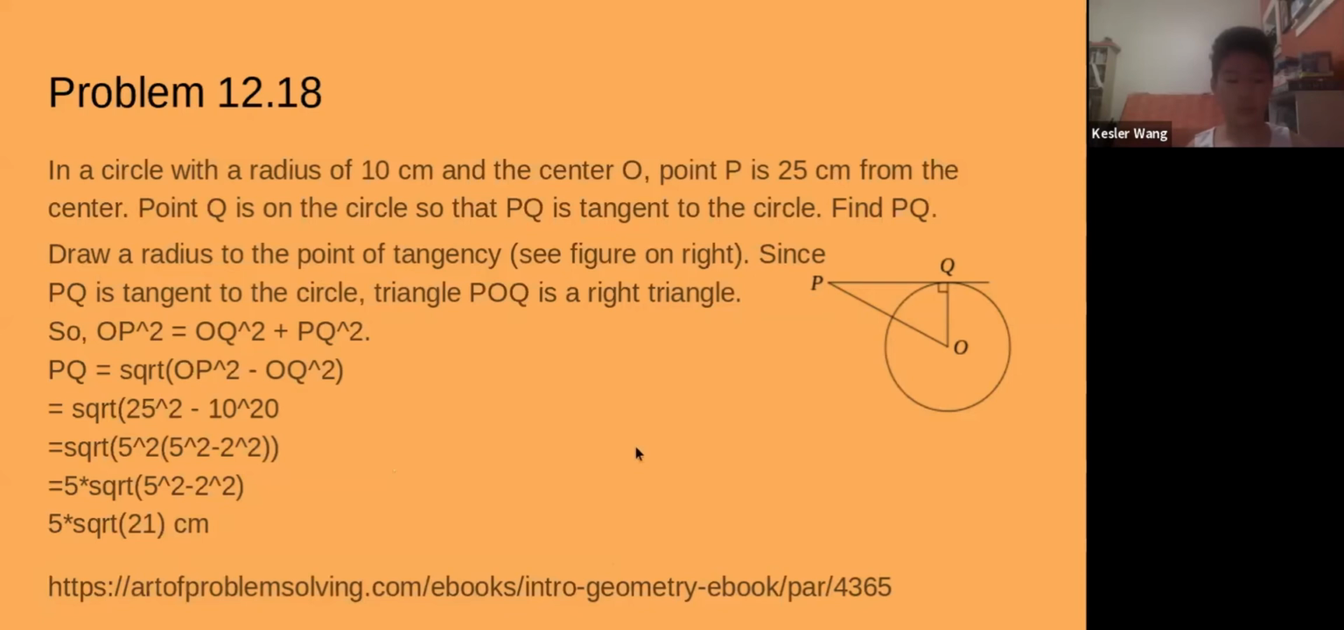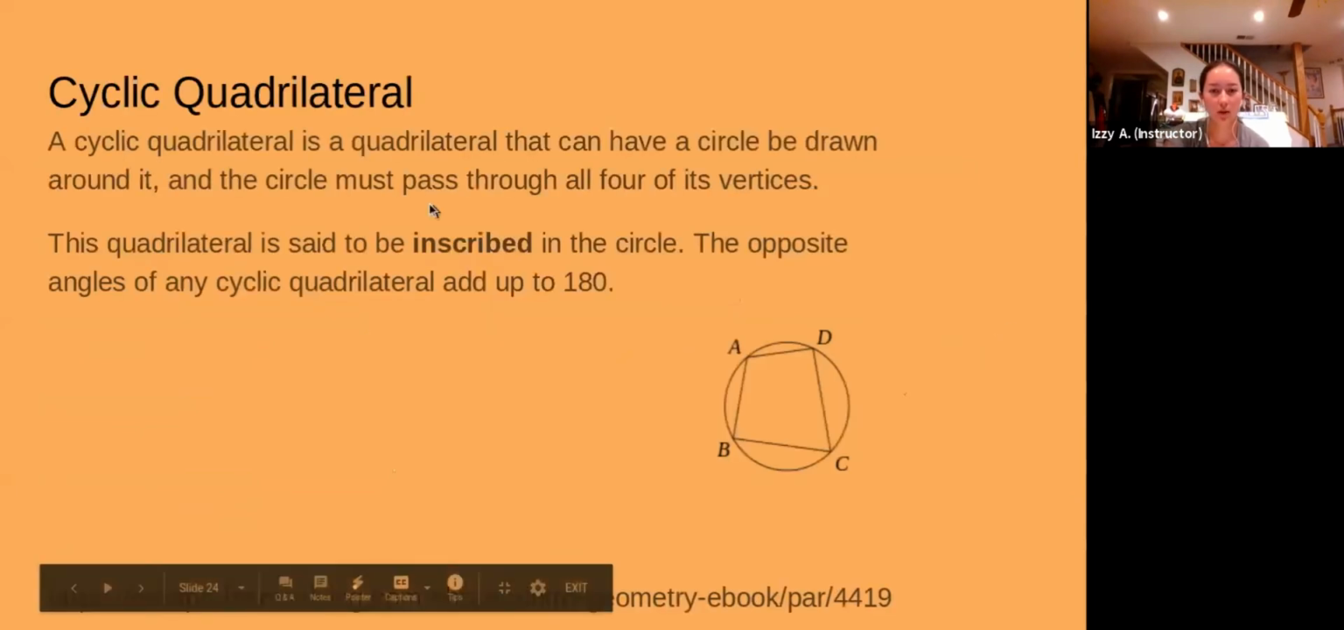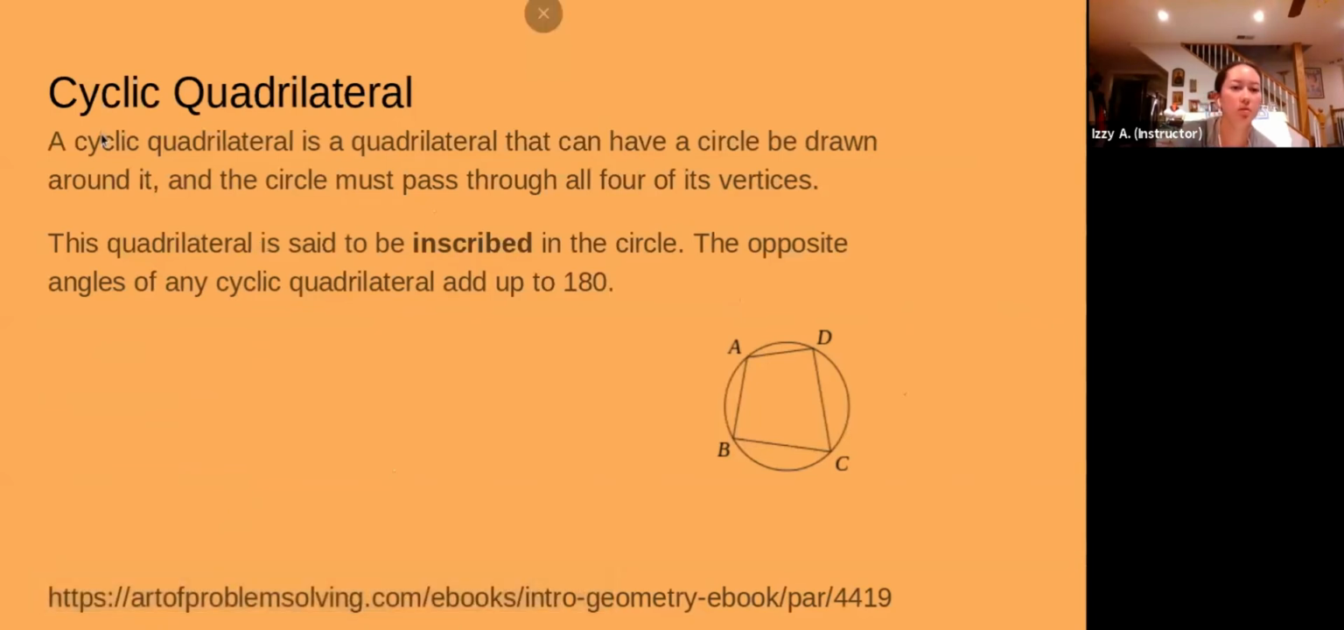Okay. So let's go to the next problem. Our next section deals with cyclic quadrilaterals, and some more new information. A cyclic quadrilateral is a quadrilateral that can have a circle drawn around it, and the circle must pass through all 4 of its vertices. This quadrilateral is said to be inscribed in the circle. The opposite angles of any cyclic quadrilateral add up to 180 degrees.